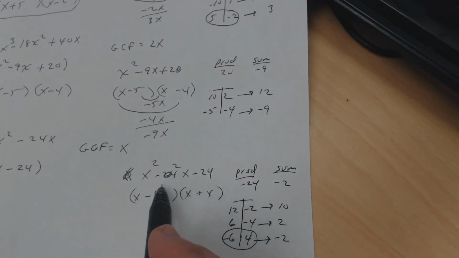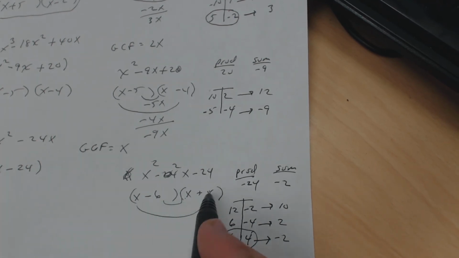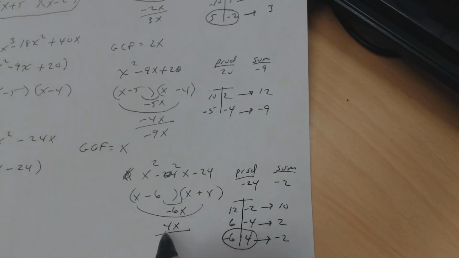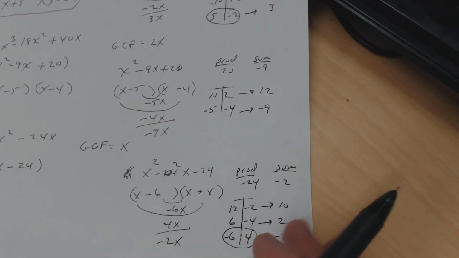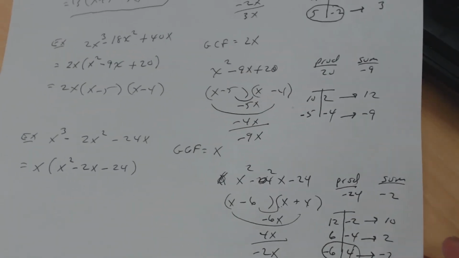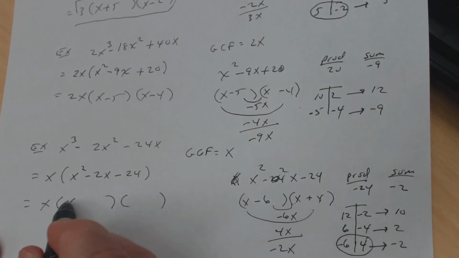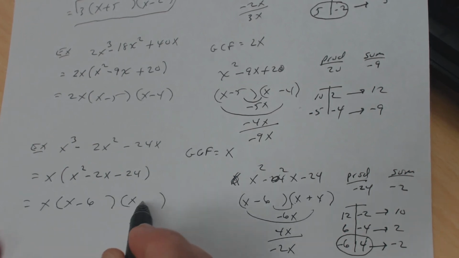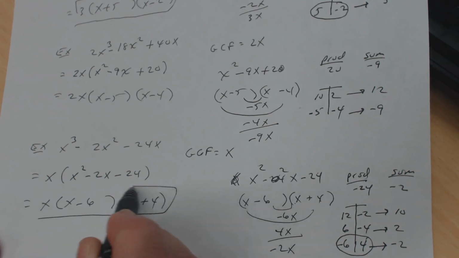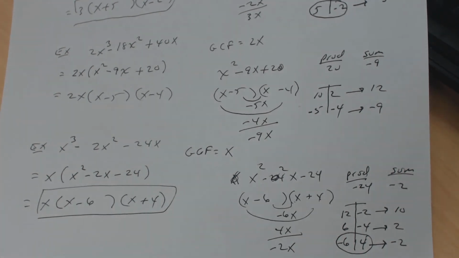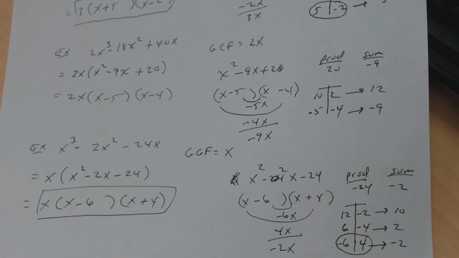Now let's check the outer and the inner. I need the outer and the inner to give this middle term. The outer is 4x, and the inner is a negative 6x. Combining like terms, I do get negative 2x, which is what I wanted. So my answer is x times x minus 6 times x plus 4, and that will be your answer for that problem. Okay, so that should be enough examples for these.